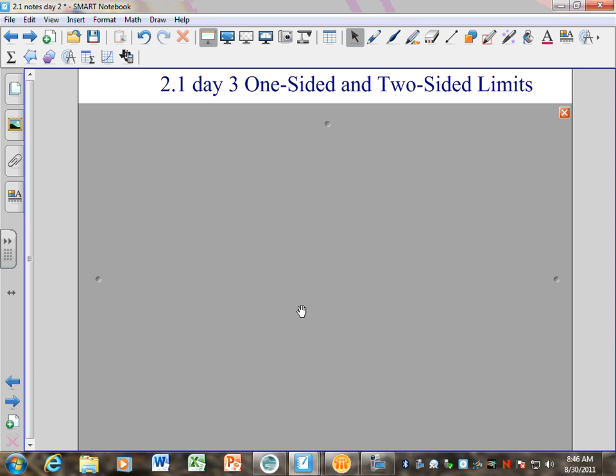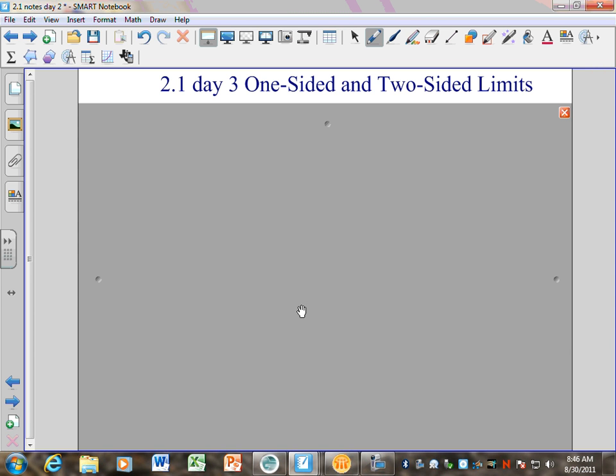Okay, so still in the first section here, we're finally getting to the point that I'm going to show you how you can prove that a limit exists, either by graph or algebra or however you want to do it. And this is where we look at the difference between a one-sided limit and a two-sided limit. Everything we've done so far has been a two-sided limit.